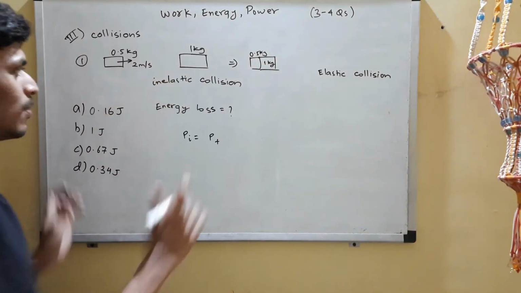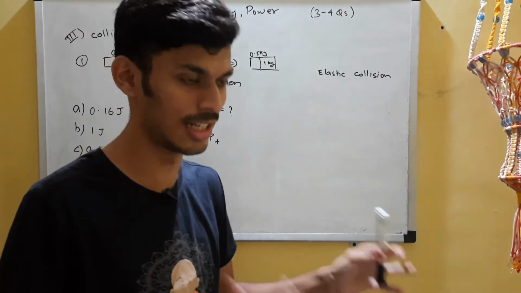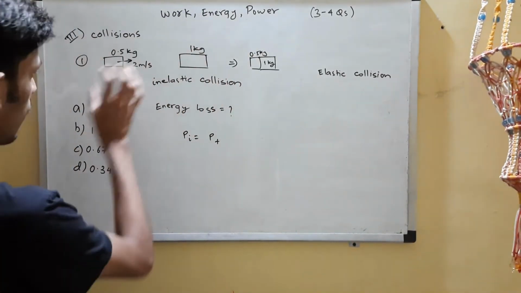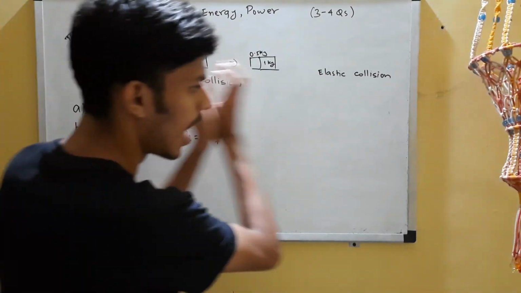Okay, that is what is meant by a perfectly inelastic collision. There is no separation between the two. Once they collide, they stick to each other and move together.